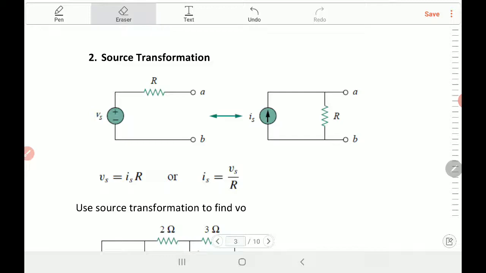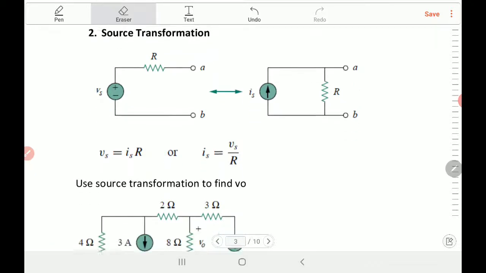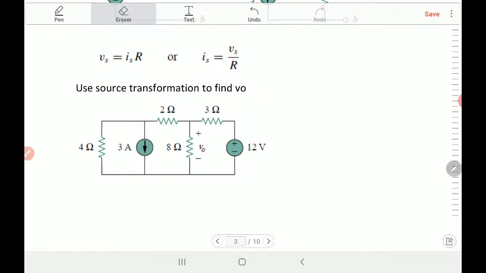Well, you can do the opposite way. If you have a current source and you want to convert it to a voltage source, all you're supposed to do is multiply the current by the resistance, and you get the value of the voltage source, VS. And the resistance should be connected in series with the voltage source. So that's all. Let's take a simple example of how to solve an electric circuit using this kind of transformation.